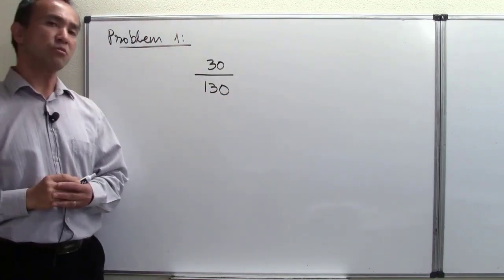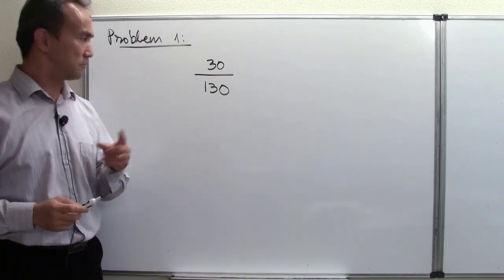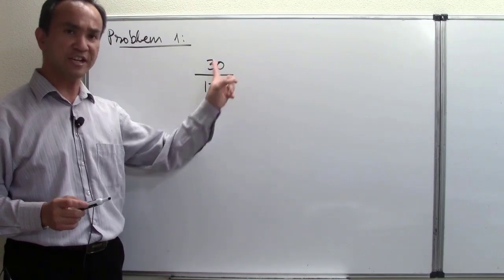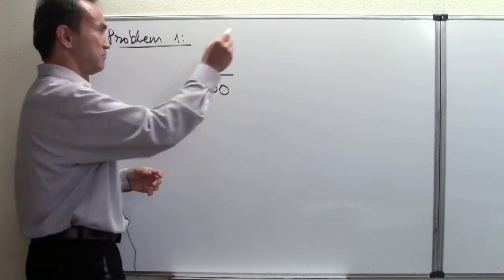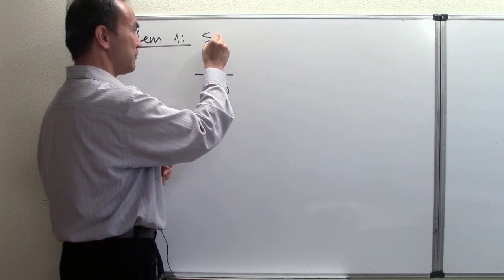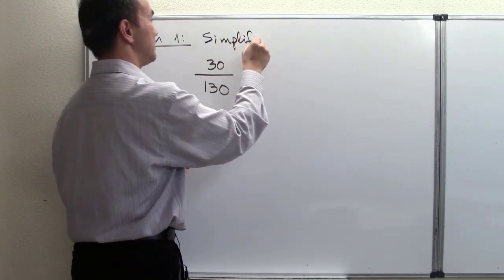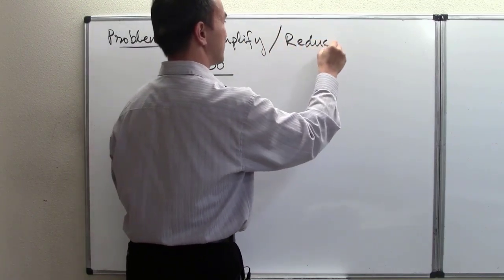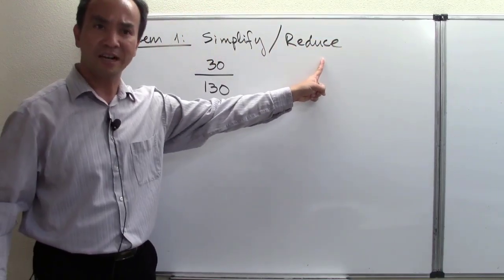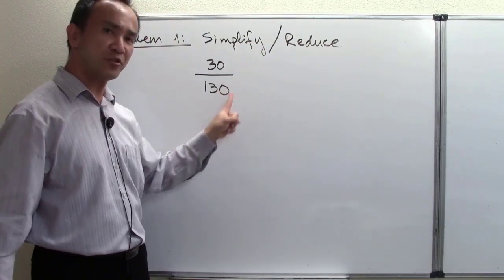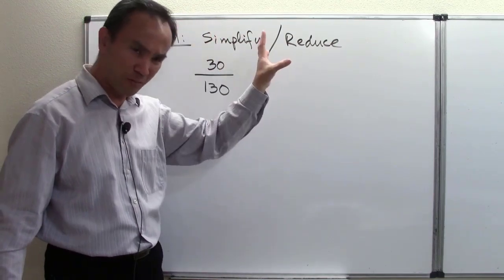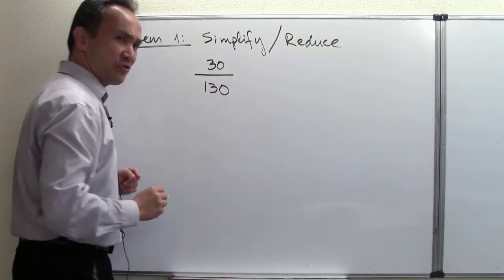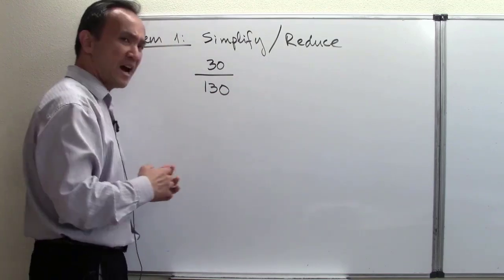All right, so in this problem 1, I just want to bring in something that you have seen and hopefully been fluent with. Let's say we have a fraction, 30 out of 130. Sometimes you are asked to simplify it. Okay, this is a more advanced term. Or sometimes you are asked to reduce. This is the term that you probably have been a little more comfortable with. So we want to reduce this fraction, or with a more formal term, we want to simplify this fraction.